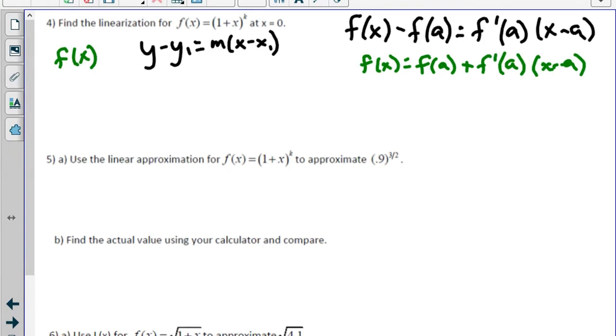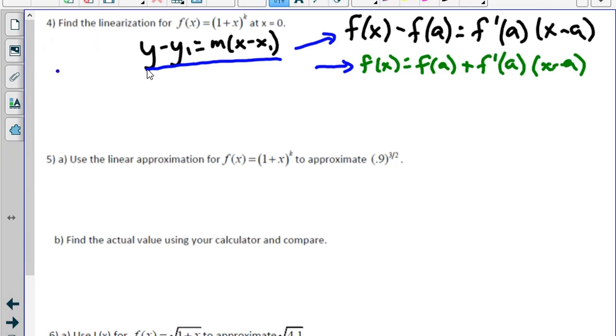So we're going to find the linearization for f of x equals 1 plus x to the k at x equals 0. Just a reminder of what we're doing. We're finding the equation of the tangent line, which we could substitute in f of x's and f of a, like a with that point where we're centering it around. And then we typically write linearizations with the y value on one side and everything else on the other side.